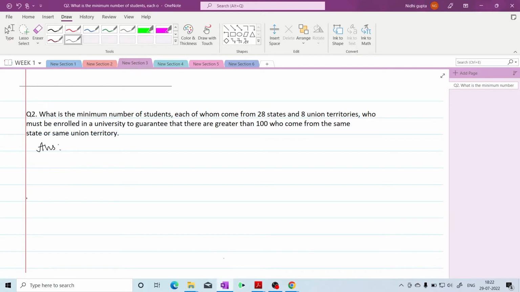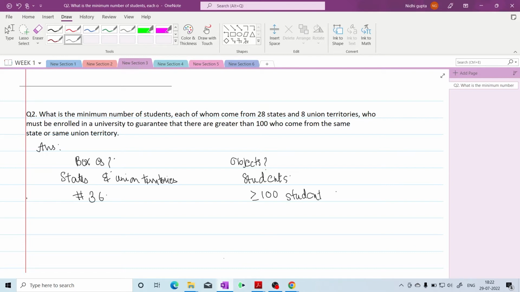So now can you guess what our boxes and what our objects can be? States and union territories are the boxes. Very good. So how many boxes are there? We have 28 plus 8, 36 boxes. And what are the objects? Objects are students, and we want at least 100 students in at least one box.